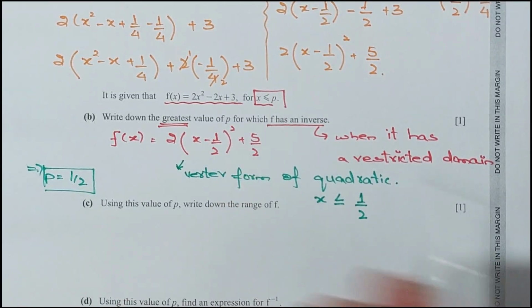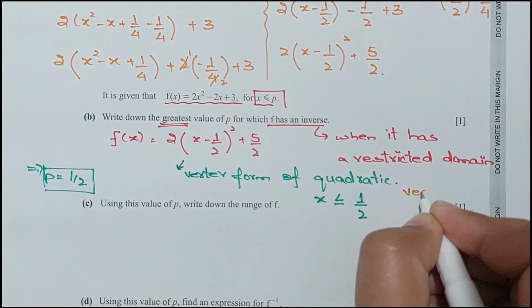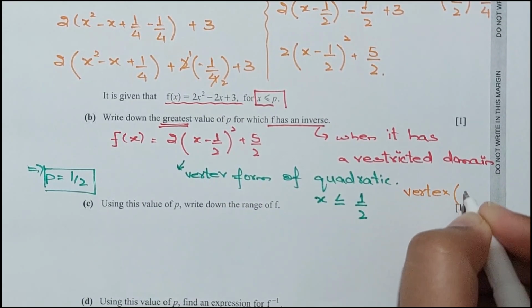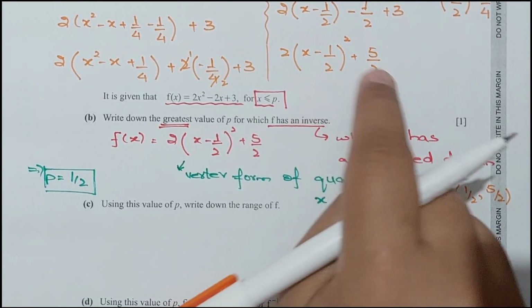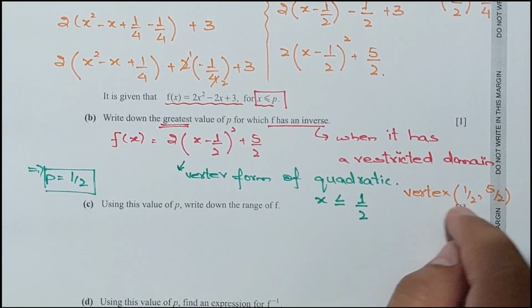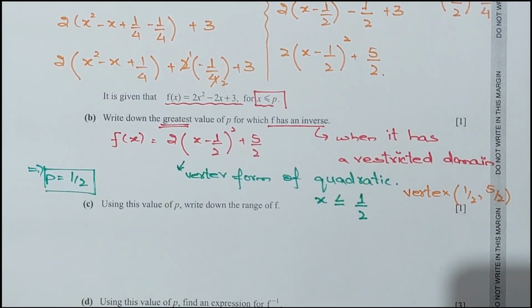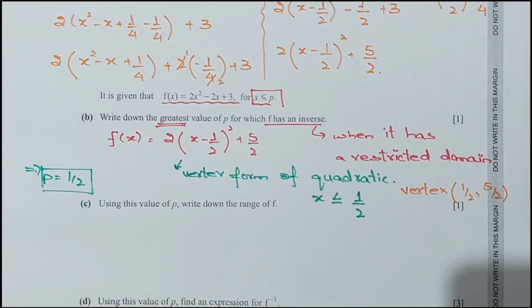That p is basically the x coordinate of the vertex. The vertex is 1/2 and 5/2. These are the coordinates of the vertex. The x coordinate is 1/2, so that would be the p value. Now for part c, using this value of p, write down the range of the function.